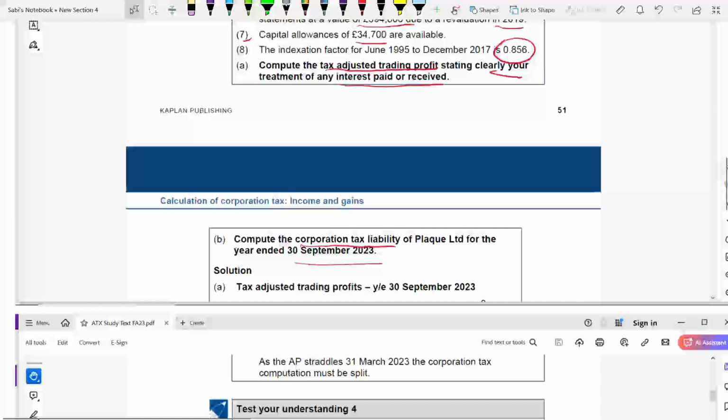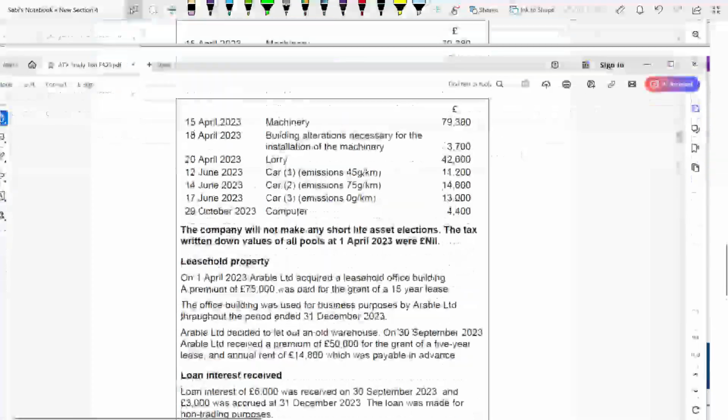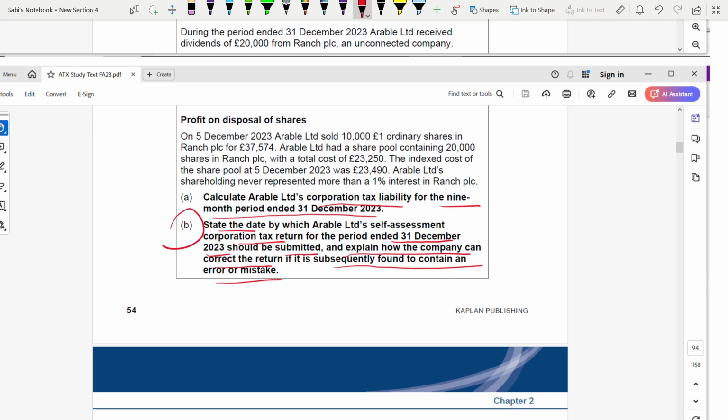Now let us go to test your understanding 4. This is a long question. Let us quickly read the requirements. Calculate corporation tax for a 9-month period ending 31st December. State the date by which the corporation tax return for the period ended 31st December should be submitted. Explain how the company can correct the return if it is subsequently found to contain an error or mistake. You will expect this type of question as well, not just this calculation part. You have to be prepared for both.